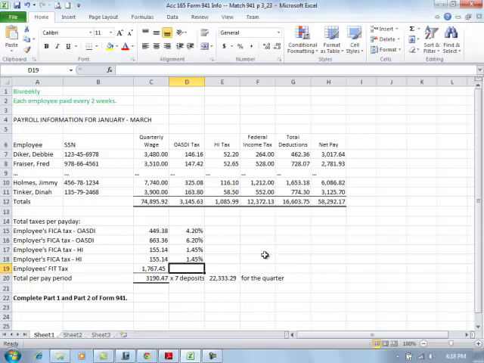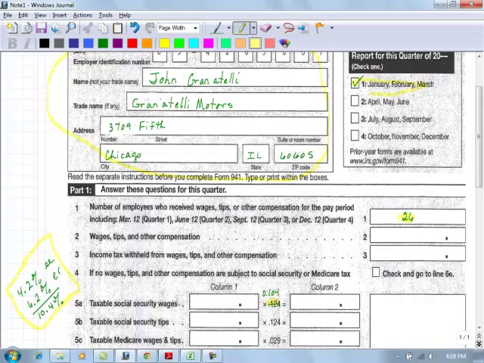As we see in the text, line 2 asks for the total wages for the period, and this is the total wages that we have for the period. So I'll take that back into my Form 941. Notice with this, we've got a decimal point, so I need to put the pennies or the cents on the right hand side of that.